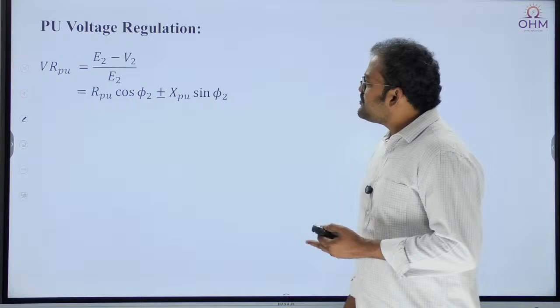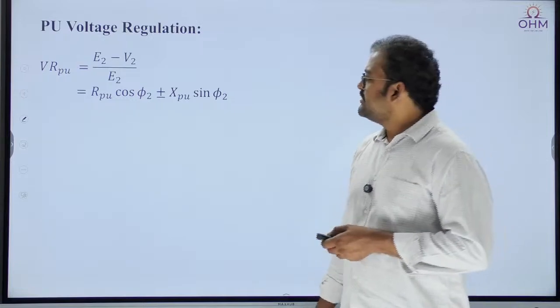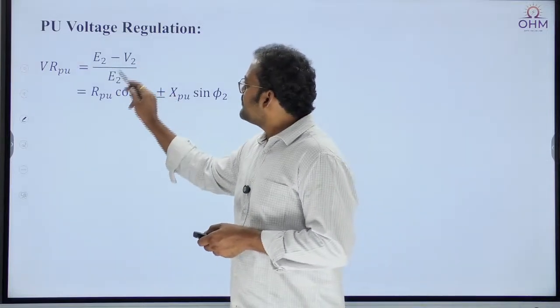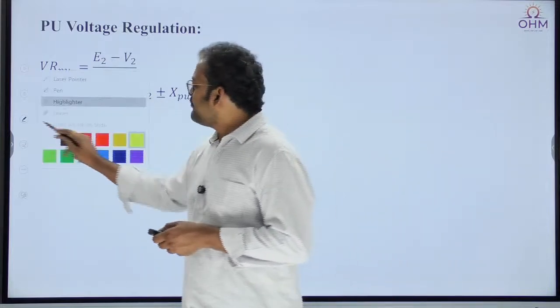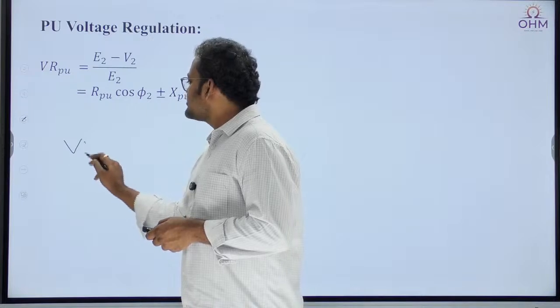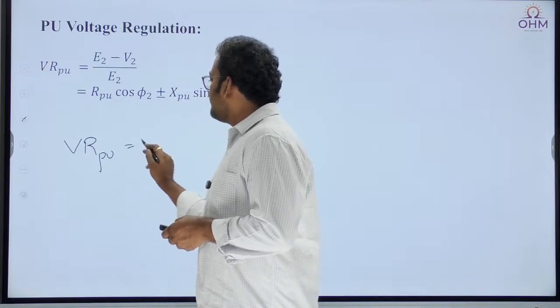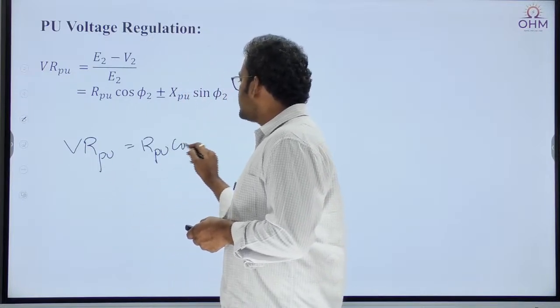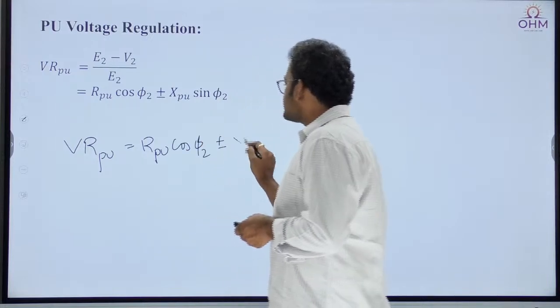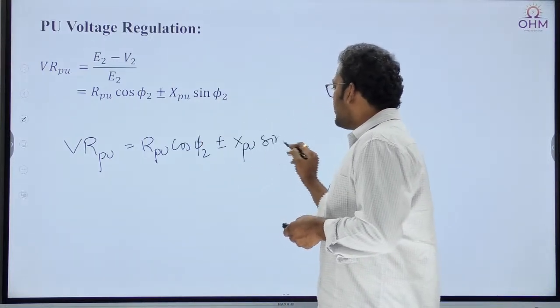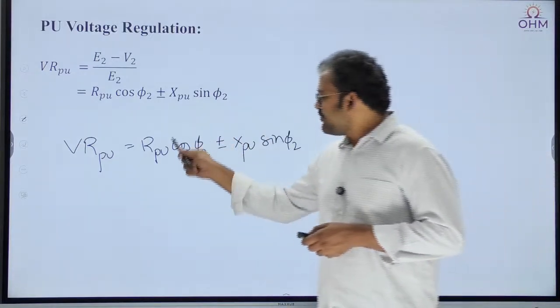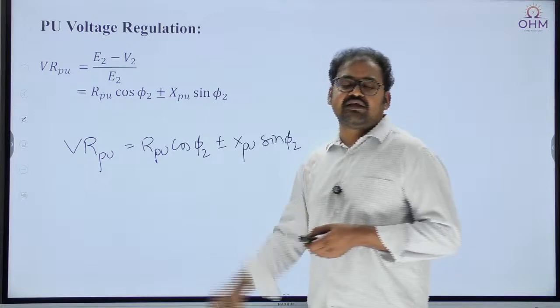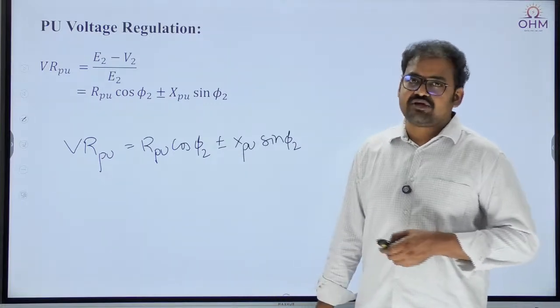And you can also express per unit voltage regulation. That is the ratio of actual voltage regulation to base voltage. And the formula, a very important formula: per unit voltage regulation is equal to R per unit cos phi 2 plus or minus X per unit sin phi 2, where cos phi 2 is nothing but the load power factor. If you know the load power factor cos phi 2, you can immediately calculate sin phi 2 as well.